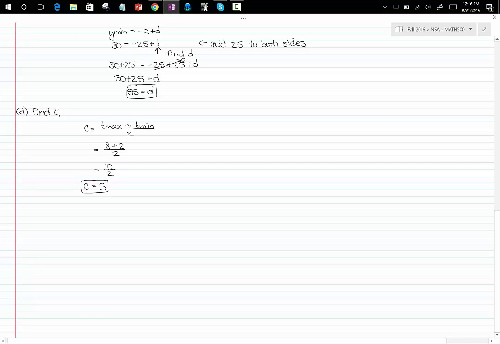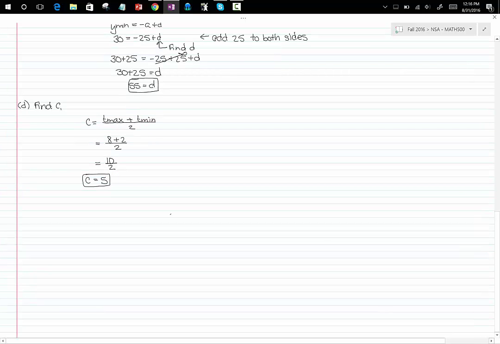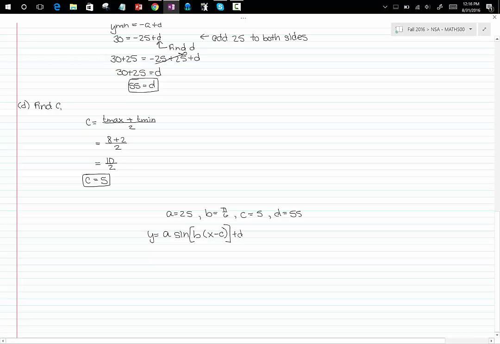Now to plug that in all together, everything we found out, where a is equal to 25, b is equal to pi over 6, c is equal to 5, and d is equal to 55. We want to plug that into the equation y equals a sine b times x minus c plus d. And we get 25 sine of pi over 6 times x minus 5 plus 55. And that is your final function.